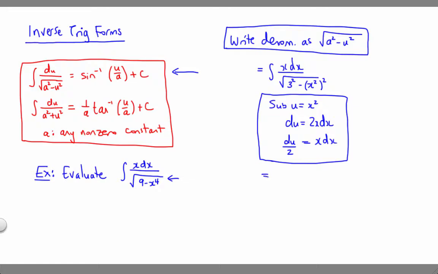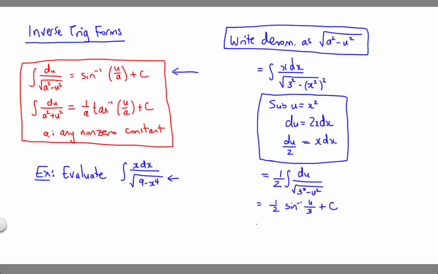Now we can sub in, so that numerator is going to get replaced with du over 2. I'll just put the half out in front of the integral. In the denominator, we've got the square root of 3 squared minus u squared. So that now exactly matches our arcsine form. Applying the formula, we're getting 1/2 arcsine of u over 3 plus a constant.